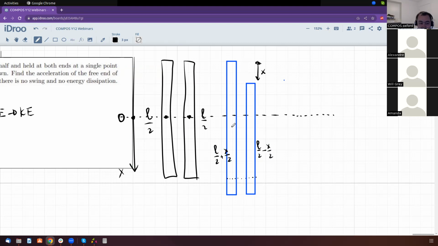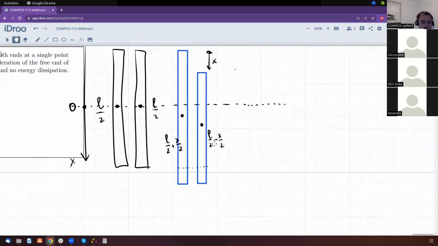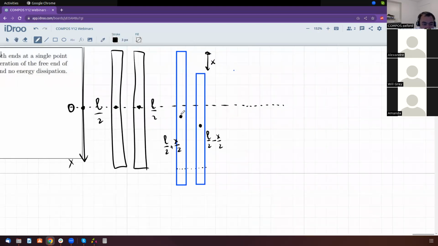Okay. Now, the center of mass of this piece of rope is here, and the center of mass of this piece of rope is slightly lower. So we need to find this distance. We need to find x1 and x2. x1 is the center of mass of the first rope, and x2 is the center of mass of the second rope.